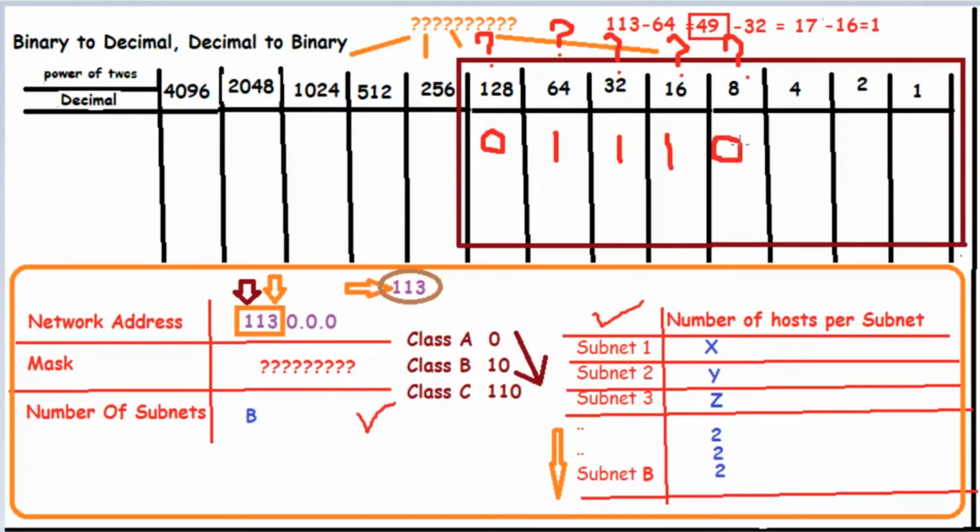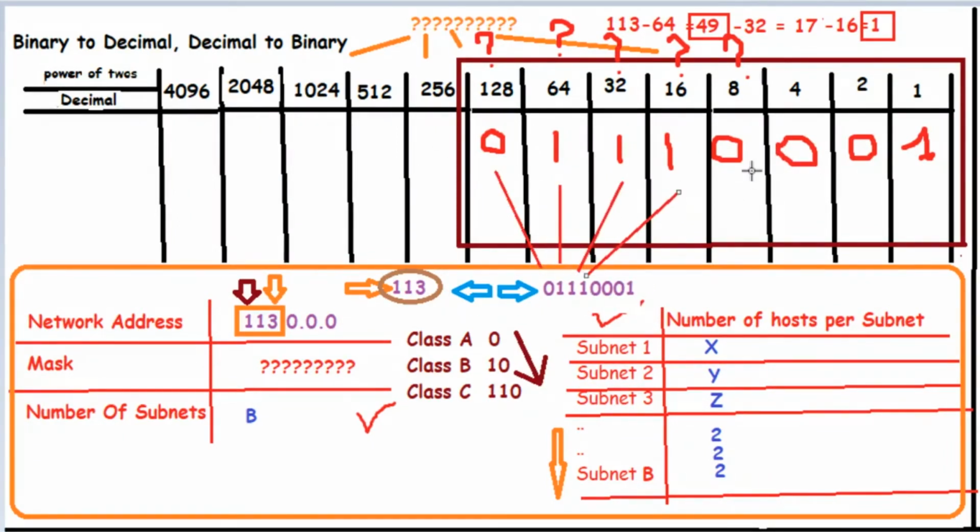Now I know that the last bit is 1. So I don't have to repeat the process for 4 and 2. We can go ahead and put 1 in the 1 column. 1 minus 1 is 0, which means we're done, and we fill the rest with zeros. So 113 is 01110001 in binary.